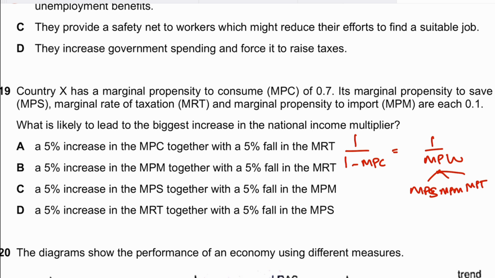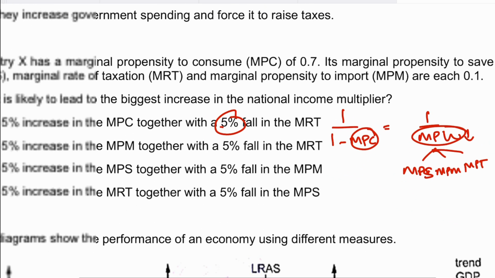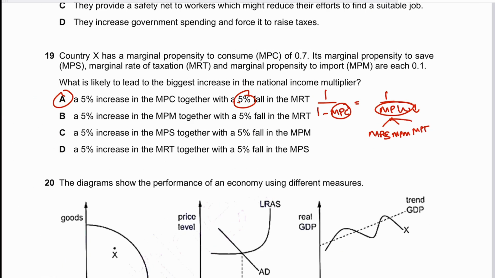what's happening here is that a 5% increase in your marginal propensity to consume would basically lower the value of your MPW, right? And so it says together with a 5% fall in your MRT. Now, if this is going up by 5%, automatically the value of your MPW, that is marginal propensity to withdraw, goes down. And so the new marginal propensity to withdraw would automatically factor in the 5% fall in MRT, right? And hence, obviously, that would cause the biggest increase in your national income multiplier. And we can actually calculate the value of the multiplier as well.